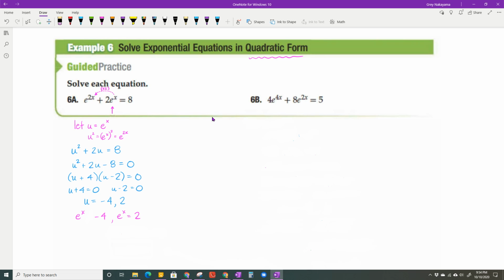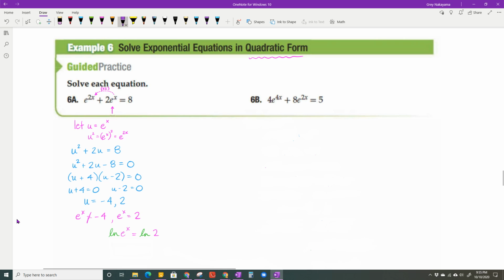Now, y'all, if you remember your exponential function, it looks like this. There's no way that it can ever be negative. So when you get that one, you get to ignore it. E to the x equals 2. Again, I'm at that exponential. How do I undo the exponential? I'm going to take the log of both sides, and I'm using ln because it's e. So ln of e to the x equals ln of 2.